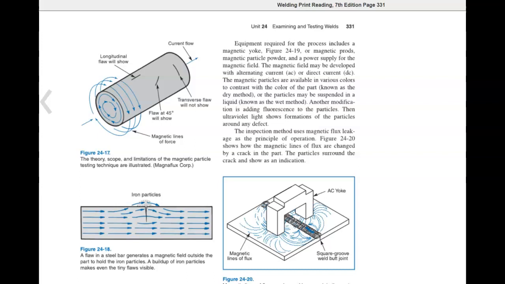Another modification is adding fluorescence to the particles. Then ultraviolet light shows formations of the particles around any defect. The inspection method uses magnetic flux leakage as a principle of operation. Figure 24-20 shows how the magnetic lines of flux are changed by the crack in the part. The particles surround the crack and show as an indication.